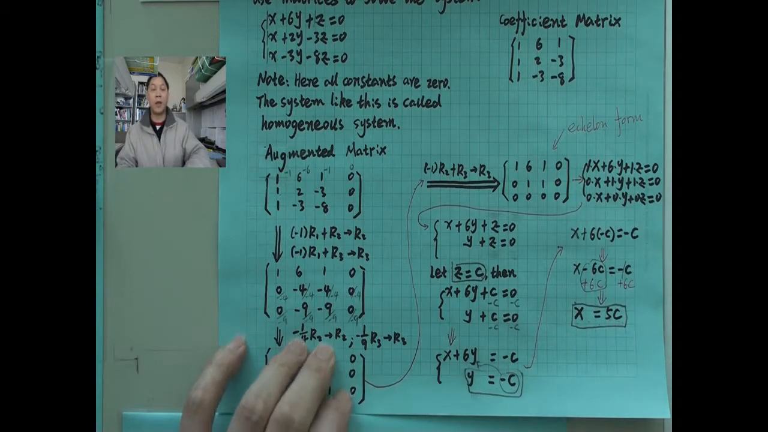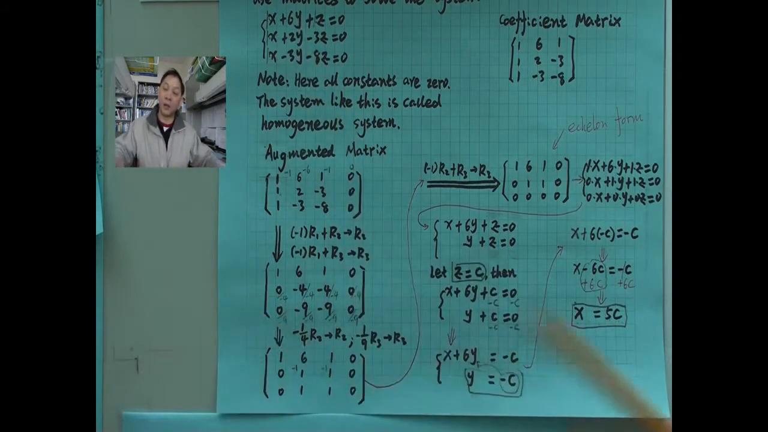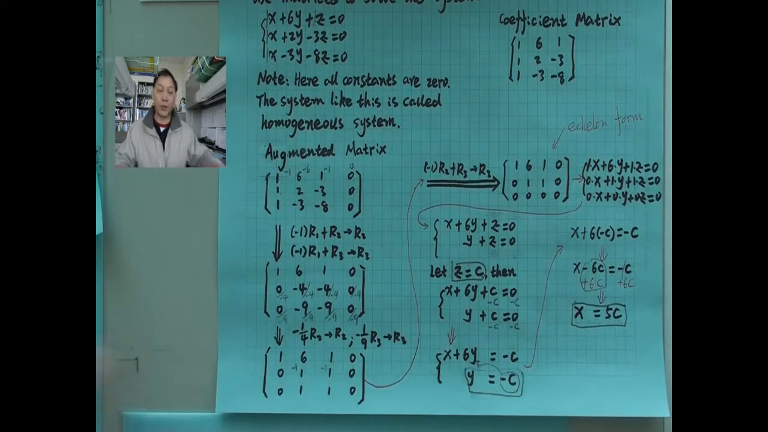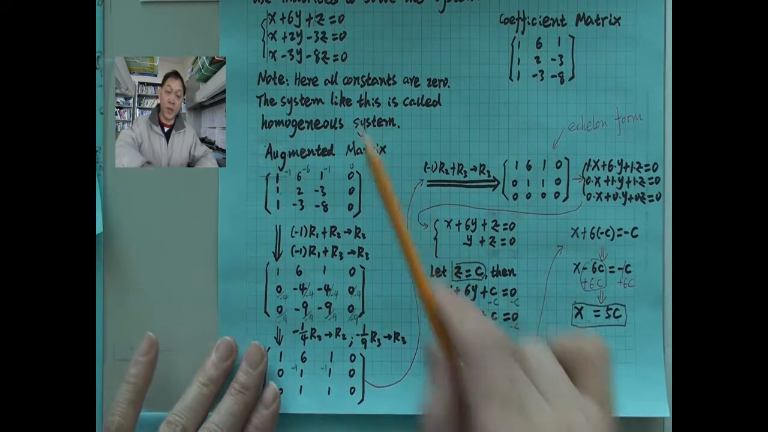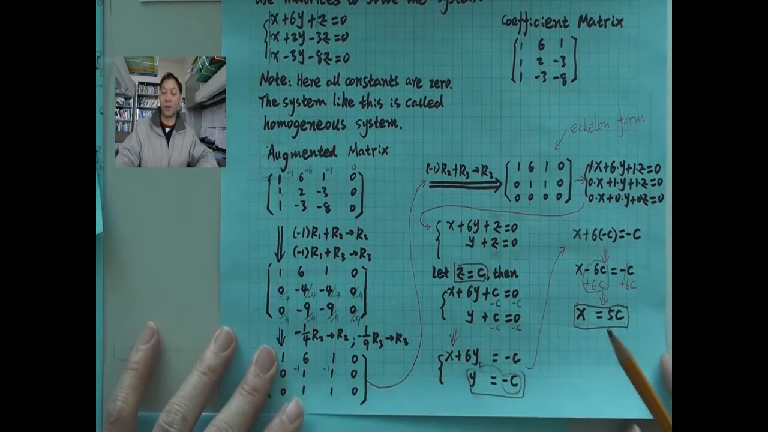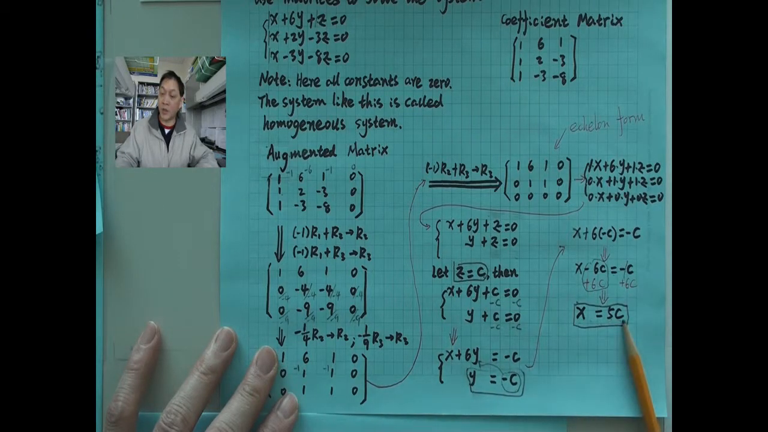Okay, that's the first example. Homogeneous system. We introduced c right here to express this equation has infinitely many solutions. Okay, of course, you can let c be 0. If c is 0, z is 0. Negative 0 is 0, so y is 0. 5 times 0 is 0, so x is 0. So x, y, z all are zeros.